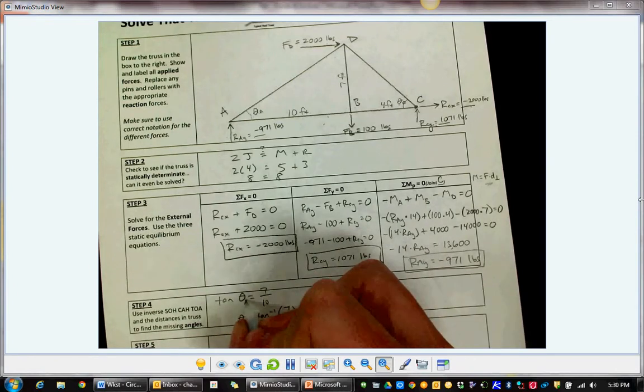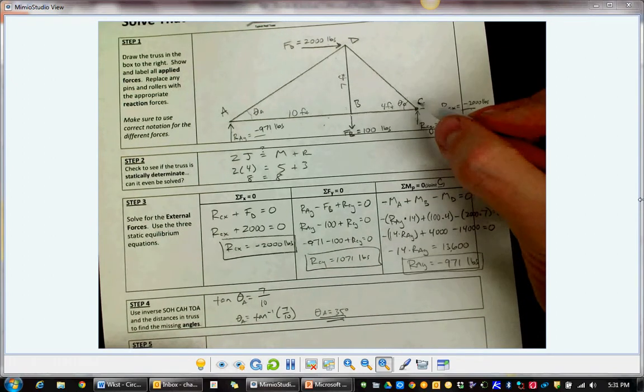Solve for theta. So theta is the inverse tangent of 7/10, and that gives me theta A. So theta A equals 35 degrees.